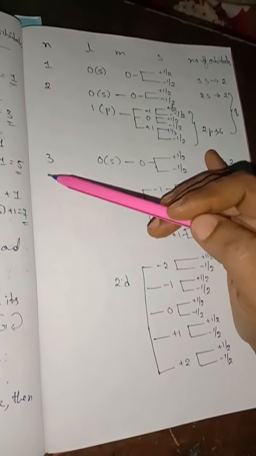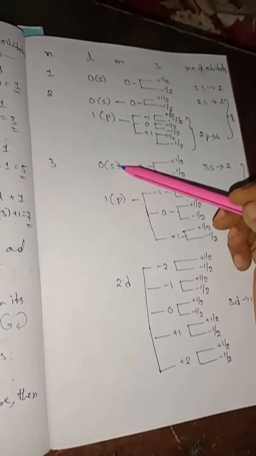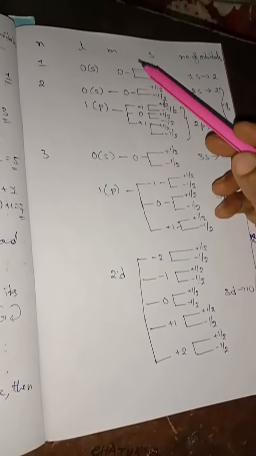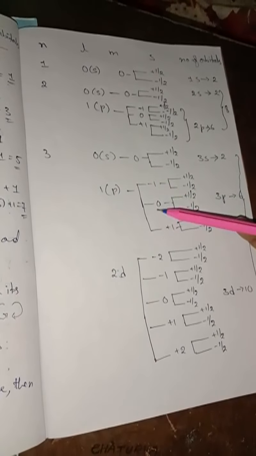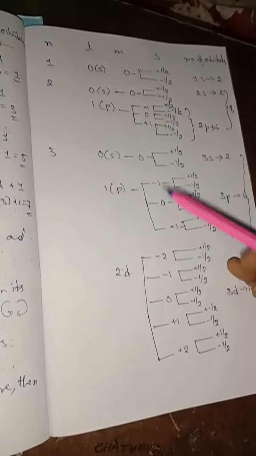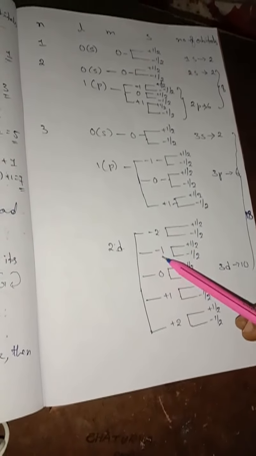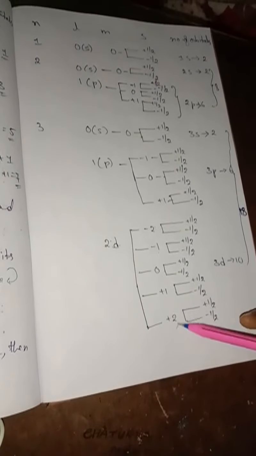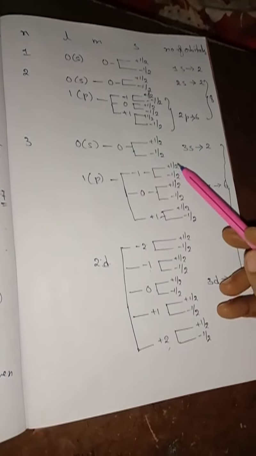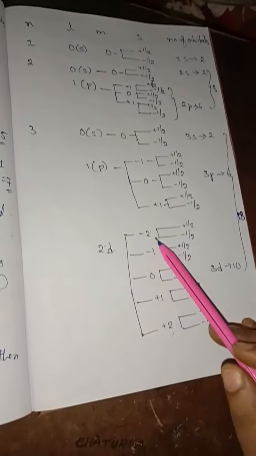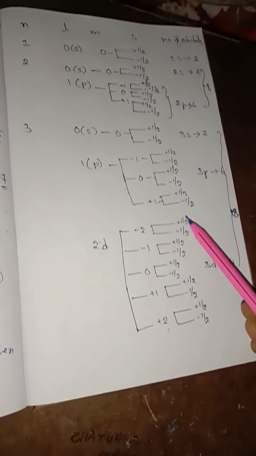Next, when n equals 3, the third orbit, l equals 0, 1, 2. The m value for 0 is 0, for 1 it is minus 1, 0, plus 1, and for the second subshell it is minus 2, minus 1, 0, plus 1, plus 2. Each of these has plus half, minus half. So for 3s, how many electrons can it have?